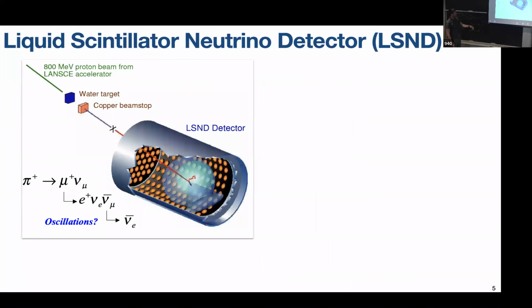Well, LSND was designed to look for neutrino events in the LSND detector, starting from a relatively low energy proton beam, effectively hitting a copper beam stop and having pion decay at rest, producing a source of neutrinos.